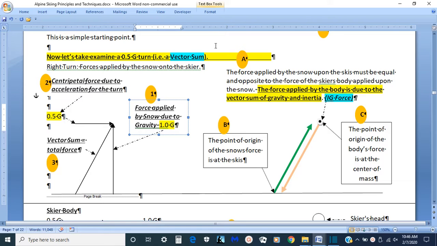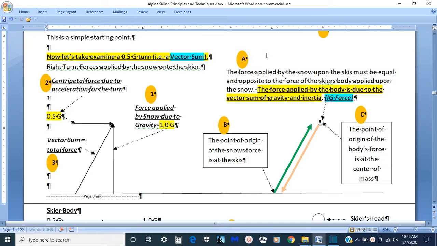All right, what are we doing now here? Okay, the force applied by the snow upon the skis must be equal and opposite the force of the skier's body applied in the snow. So this is the amount of force the snow applies on his body. Well, this is the amount of force he applies upon the snow, right, making that turn.